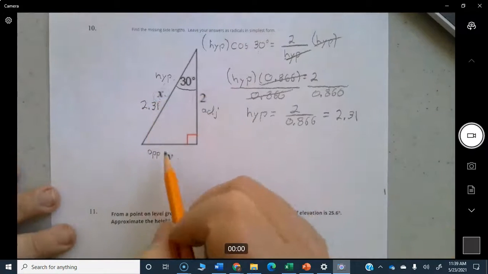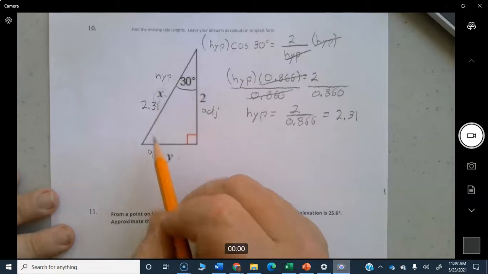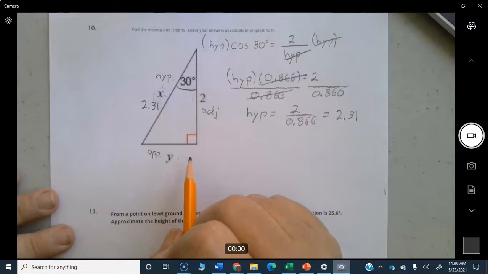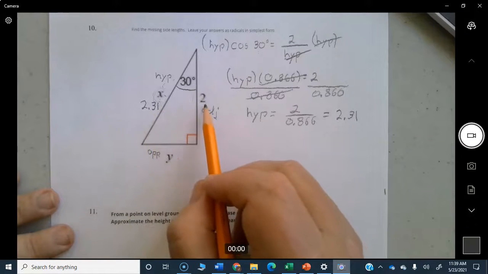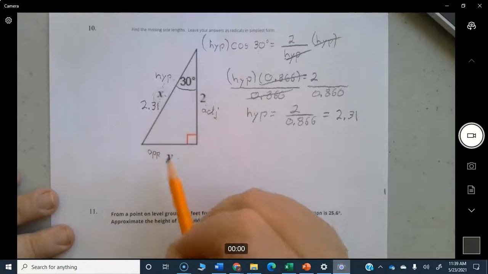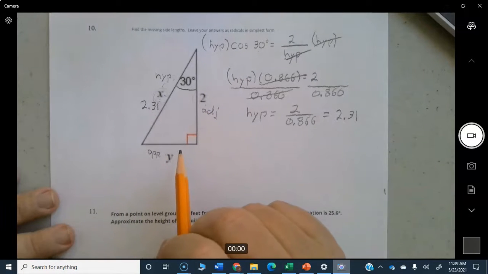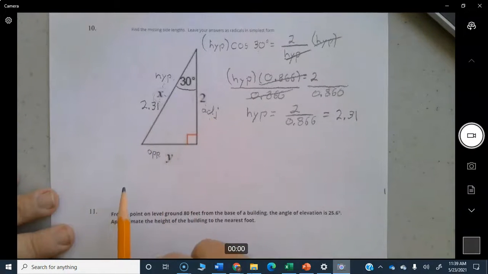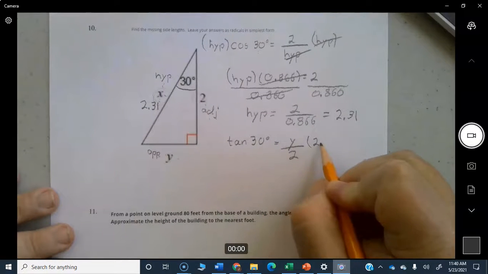All right, now we have to find the opposite. There's 3 ways we can do it. We can do opposite over hypotenuse, which is the sine, opposite over adjacent, which is the tangent, or the Pythagorean theorem: hypotenuse squared minus this side squared equals this side squared. But we're going to use trigonometry, and it doesn't matter which one. Let's do opposite over adjacent. That will be the tangent. Multiply both sides by 2.